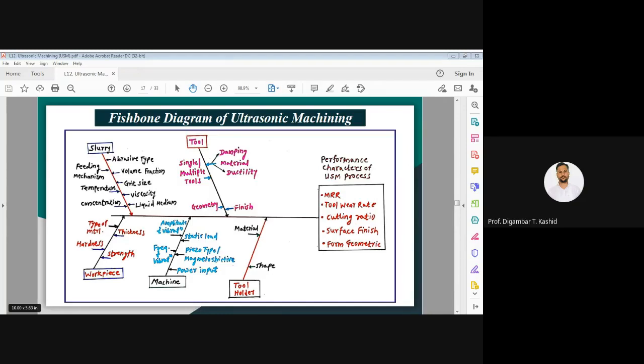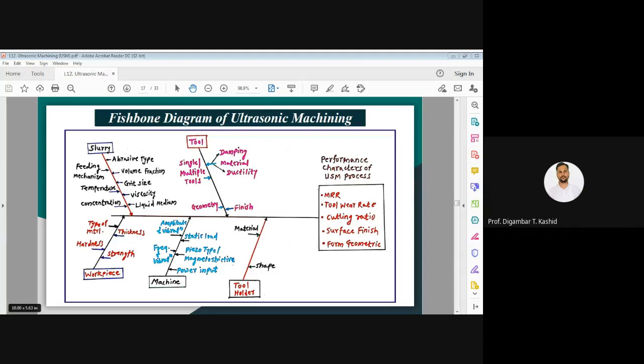As I have already mentioned, if scratches or micro cracks are left on your tool surface, then it will quickly fail because of ultrasonic vibrations and the load acting over it. So due to that, it may fail. If the finish is not good, then this will be reflected to some extent on the finish of your machined component.